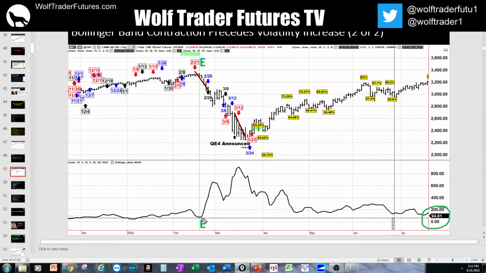But look, it comes back to this line over and over again. You see this? This was the low during COVID. It didn't quite get there during COVID. It was very close. But on the letter E here, notice there was just ultra low volatility.